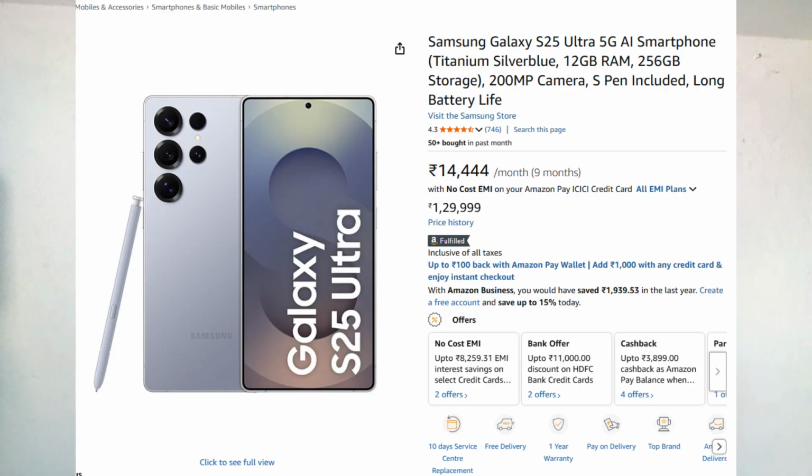When it comes to pricing, yes, this is the important point. The S25 Ultra base variant is currently available at 1,28,999 rupees, and with an HDFC bank card you will get an 11,000 rupees discount, so you can get that mobile at around 1,18,000 rupees.